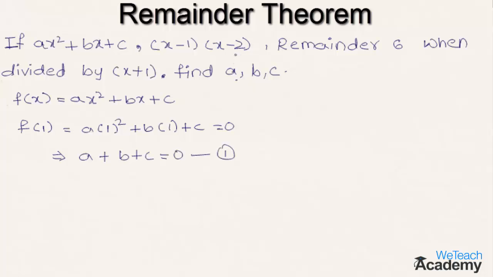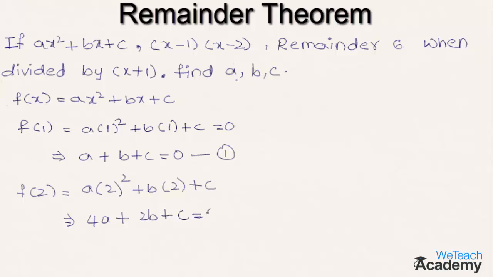The next factor here is x minus 2. So now let us find the value of f of 2 by replacing x with 2. We get f of 2 as a into 2 whole square plus b into 2 plus c. So this would come as 2 square is 4, 4a plus 2 into b would be 2b plus c. And as it is exactly divisible, it leaves the remainder 0. So let us write is equal to 0 and name this equation as 2.